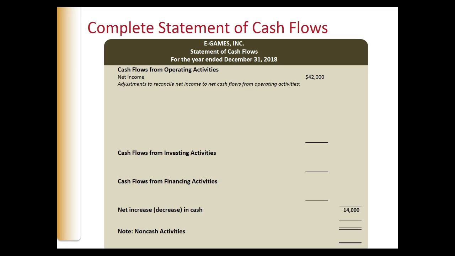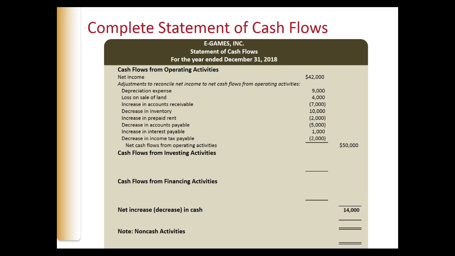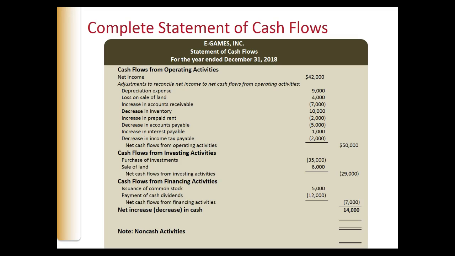Now, the fourth and final step in preparing the statement of cash flows is to combine the operating, investing, and financing activities and make sure the total of these three activities equals the net increase or net decrease in cash in the balance sheet. Now remember, we take the cash at the beginning of the period and the cash at the end of the period, and that will show us either an increase or decrease in cash. In this example, it's a $14,000 increase. So all of our adjustments and our cash flows from all three activities need to equal that $14,000.